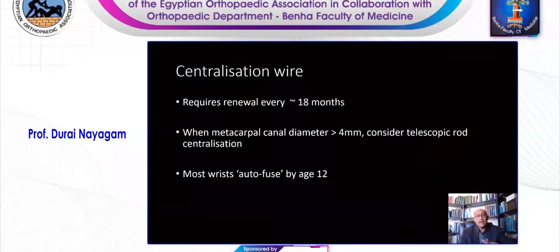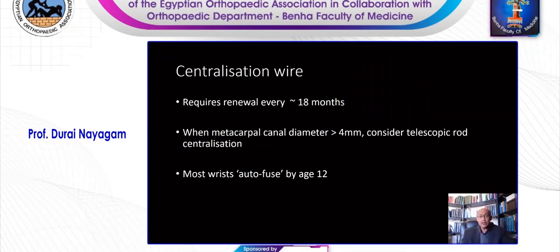It's worth noting that when you use the K-wire, and as the child grows, it often requires revision, either because the K-wire becomes too short, or after a certain length of time as the child becomes larger, the K-wire may fracture.